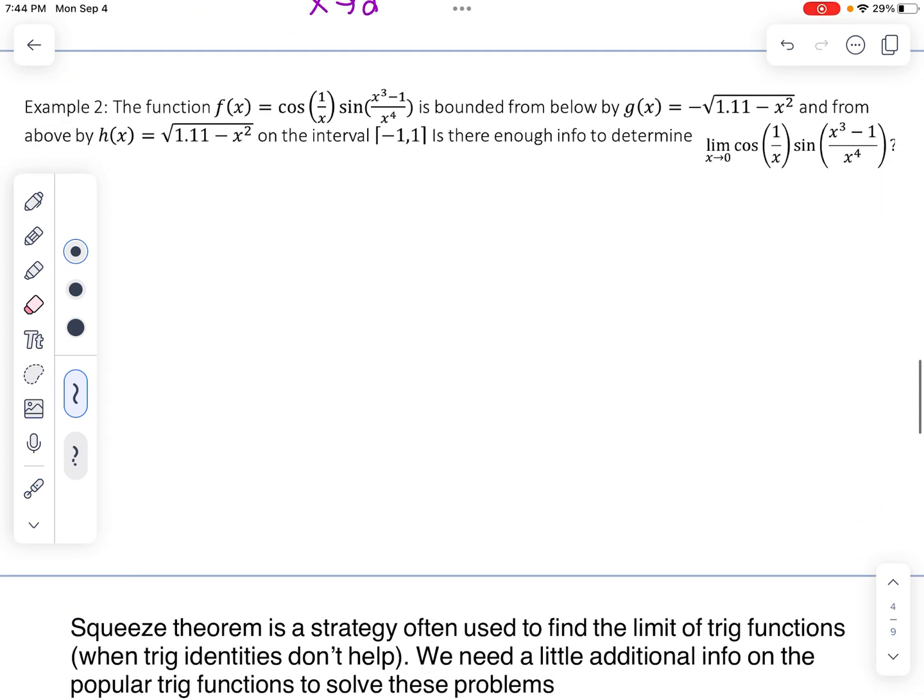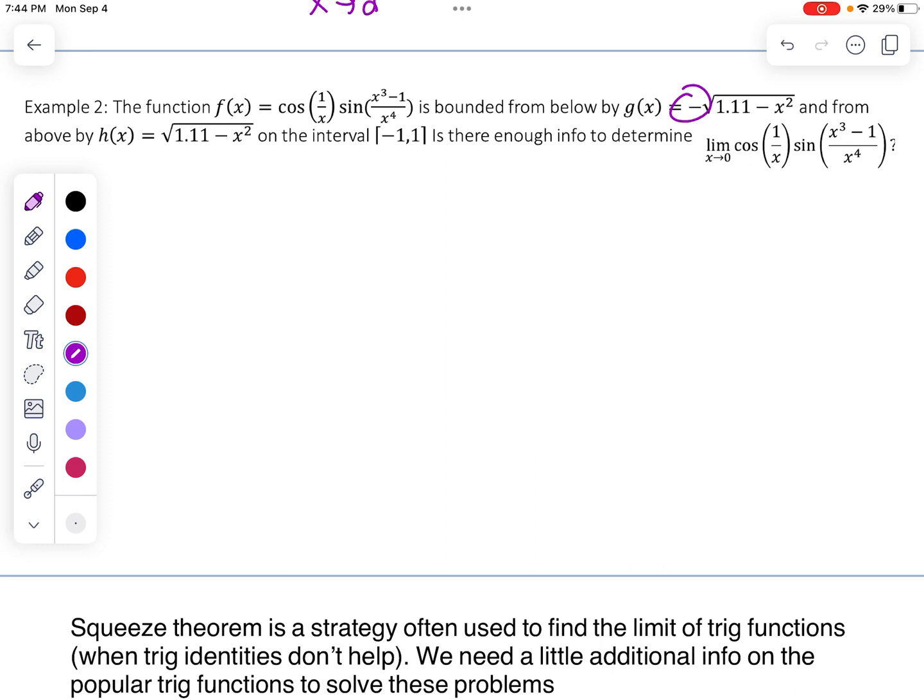This has a lot, but we're just going to take it. It looks a little bit more confusing than it really is. So it says the function f of x equals cosine of 1 over x times sine of x cubed minus 1, divided by x to the 4th power, is bounded below by g of x equals negative square root of 1.11 minus x squared, and from above by h of x equals the square root of 1.11 minus x squared. Sorry, I didn't say this out loud, but this one has a negative out front. On the interval -1, 1, is there enough information to determine the limit as x approaches 0 of cosine of 1 over x times sine of x cubed minus 1, divided by x to the 4th power?